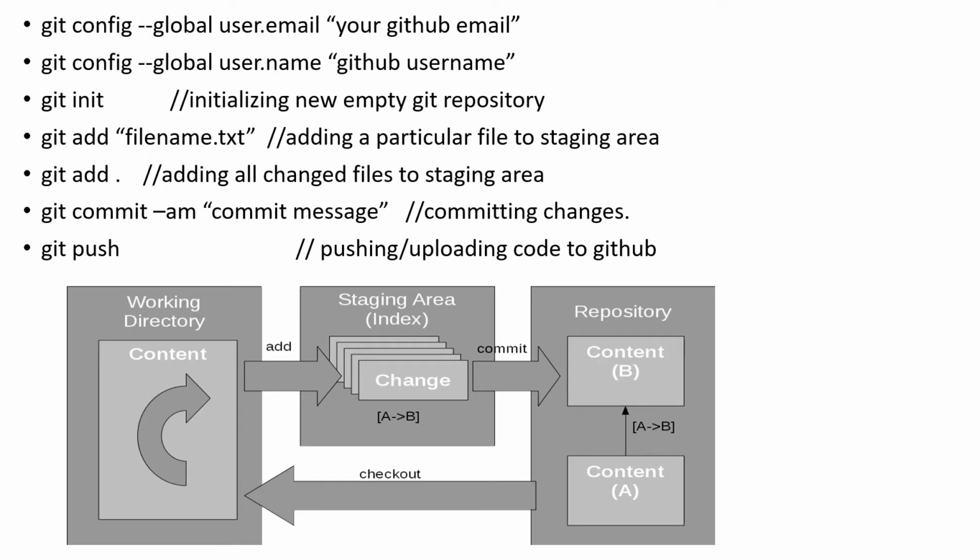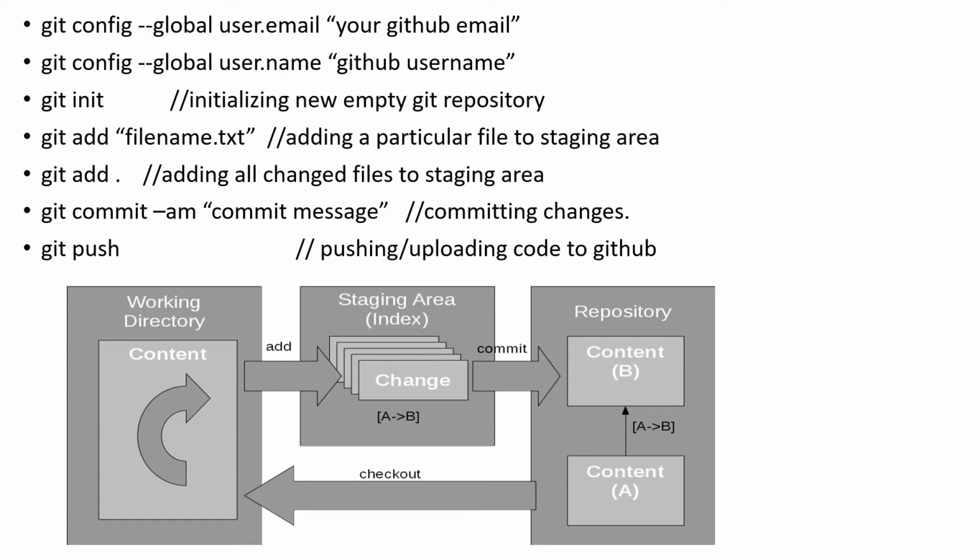Now when you are completed committing those files to the repository, mind that these commits are also done to the local repository on your machine. Now all those changes have to be pushed to the cloud-based repository on your GitHub. So for that there's a command git push. So git push just pushes or uploads all the repository changes to the cloud repository on GitHub.